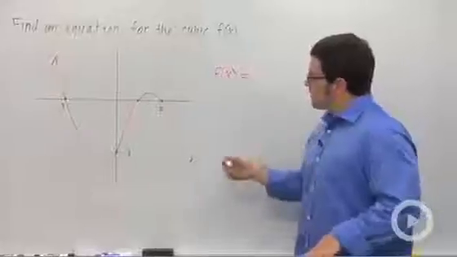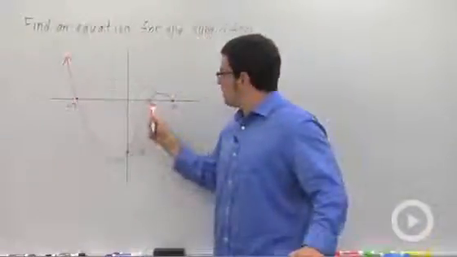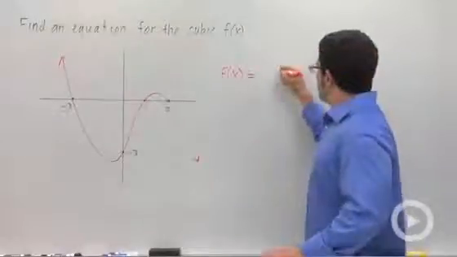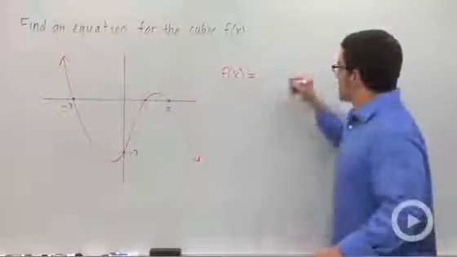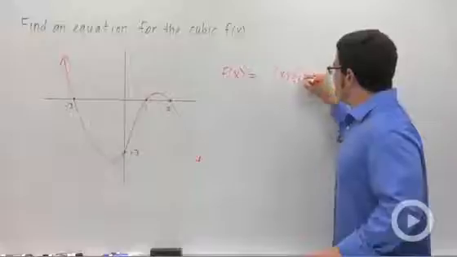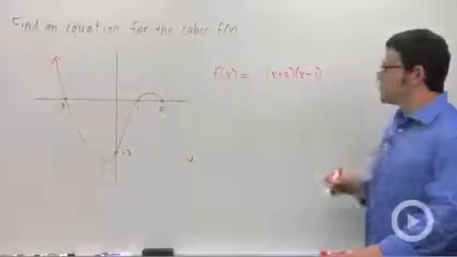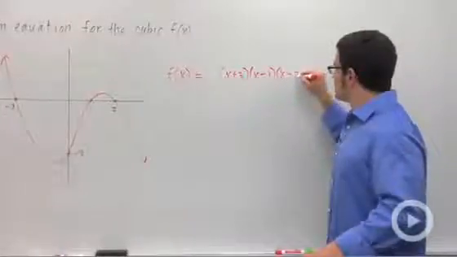Now let me start by observing that the x-intercepts are -3, 1, and 2. And remember, x-intercepts give us the factors. -3 gives me x plus 3. 1 gives me x minus 1. And 2 gives me x minus 2.